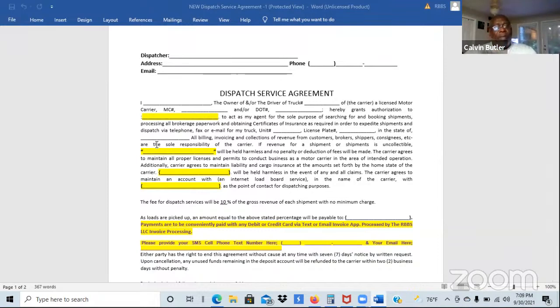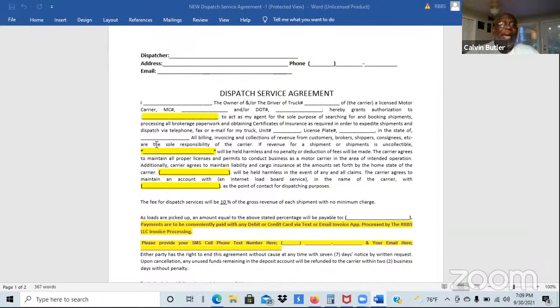Let me make something very clear. Without a dispatch agreement, without a signed agreement, you cannot dispatch for a carrier, cannot dispatch for an owner operator. Why? Because this is what's required by the Federal Motor Carrier Safety Administration and DOT for you to legally represent a carrier. You have to have a written agreement in place to represent them. That's under CFR 371, 49.1 through 49.4, which outlines what is a bona fide agent.